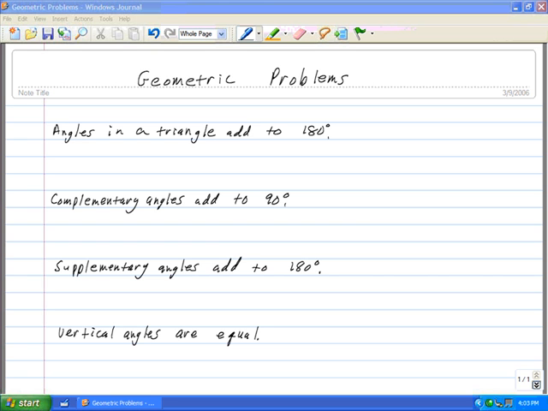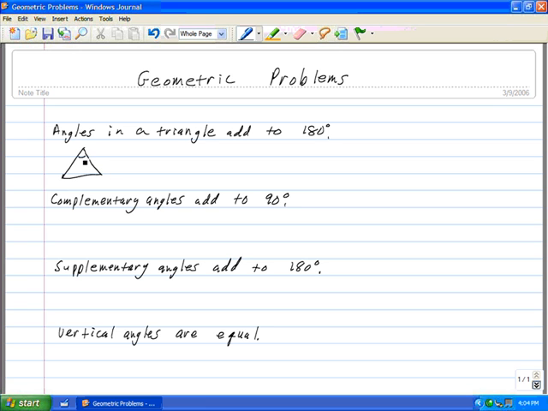There are a few geometry facts that we need to be familiar with before we attempt to do any geometry word problems. So let's take a look at some of the common facts that are needed for these type of problems. First of all, in a triangle. Obviously, triangle means you have three sides. That also means you have three angles.